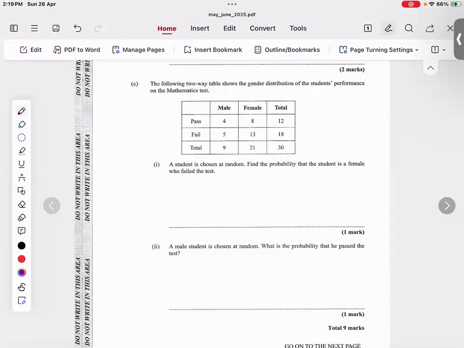Right, so the following two-way table shows the gender distribution of students' performance on the maths test. Let us see if we can interpret what this table is saying. So, all right, anybody want to volunteer to explain to me what you think the table is saying? Look at the table and tell me what you think the table is saying. Who wants to volunteer?